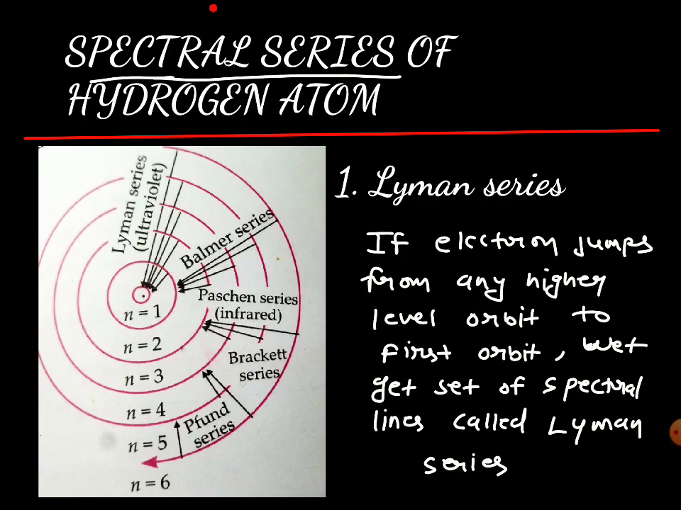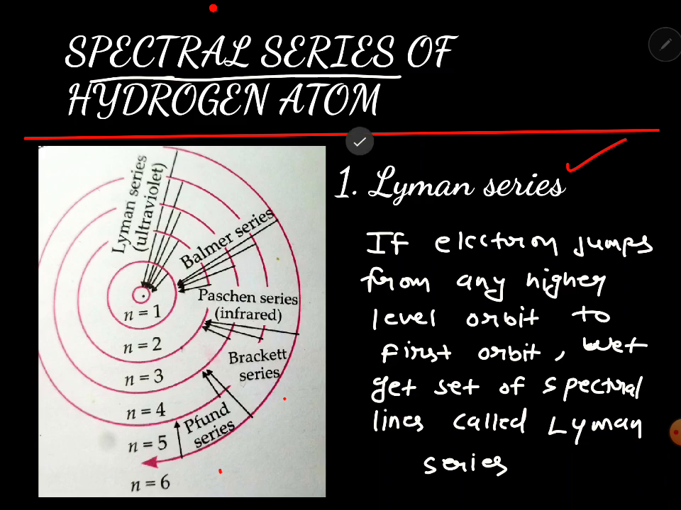So it is very clear that whenever an electron makes a transition from a higher orbit to a lower orbit, it always emits some energy in terms of electromagnetic waves. Because of this, we can see some spectral series of the hydrogen atom. We have divided this series into some categories. First is the Lyman series.